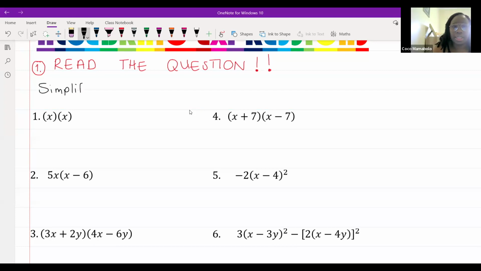Okay. Simplify. What I like to call simplify, basically, simplification means take away the brackets. Take them away. And how do we take away the brackets in mathematics? When we see brackets, we know we need to multiply. That's how we take the brackets away. Simplify means take away the brackets, by multiplying everything there is.